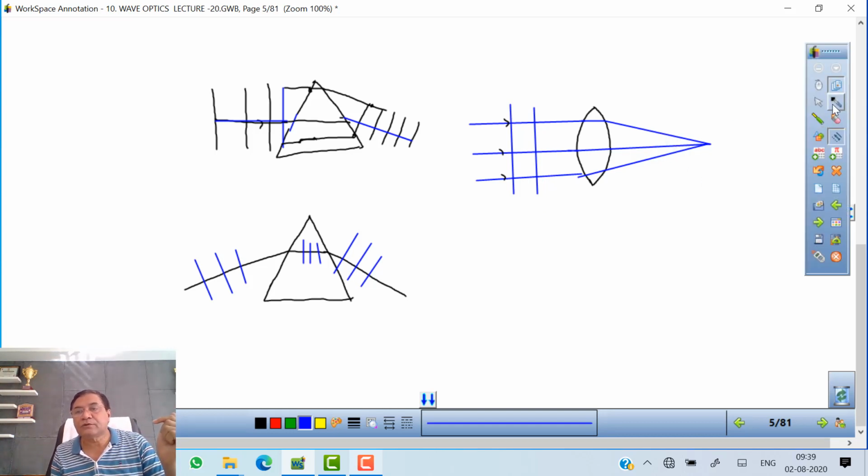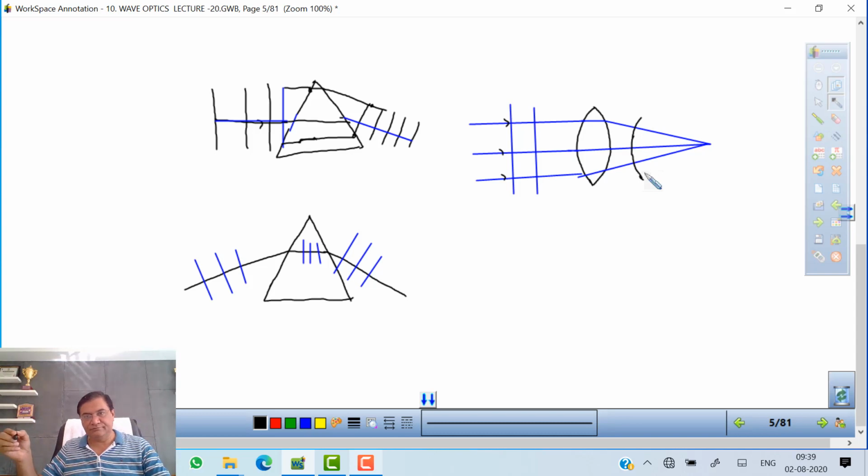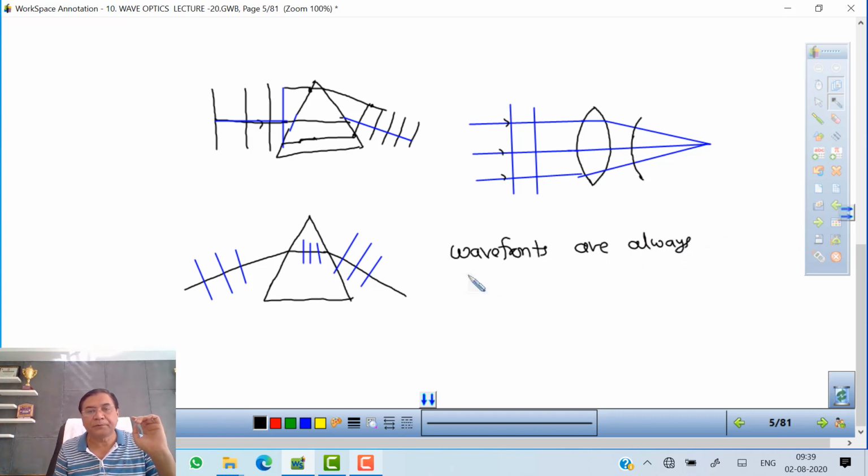Now I have to draw perpendicular lines. Perpendicular to this, like this, and like this, so shapes like these form. So this is the old wavefront, this is the new wavefront. Likewise you can draw for any device. First draw the ray diagram and then draw the wavefronts. Wavefronts are always perpendicular to the ray direction. If you do this, you will easily get the answer.